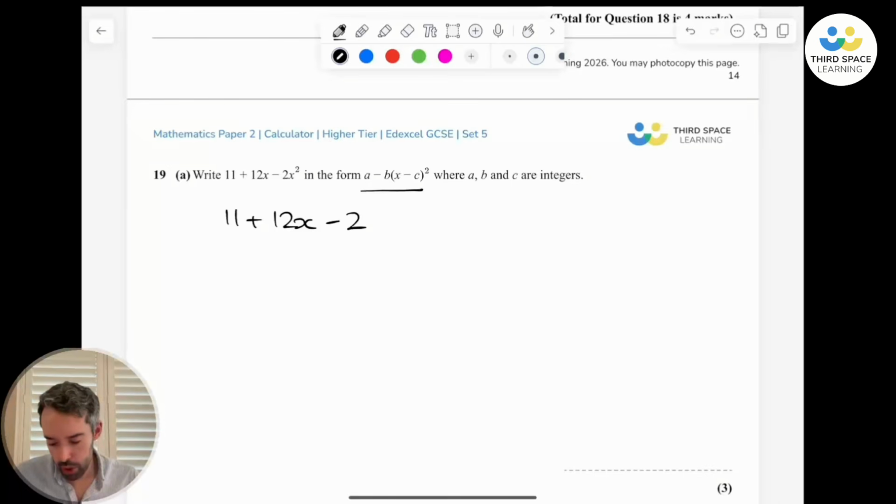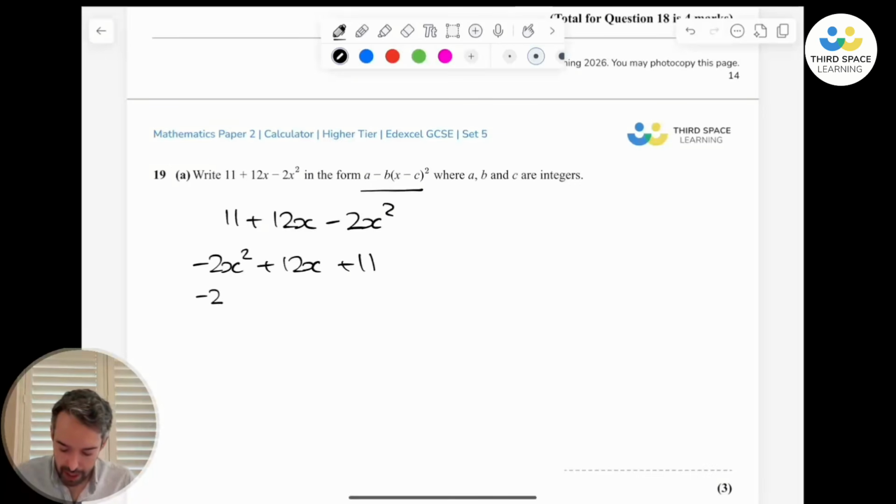This is our quadratic expression. I'm going to rewrite this in the form negative 2x squared plus 12x plus 11. It's exactly the same thing. I'm just putting them in order of powers: squared, power of 1, no power at all. Next job. We're going to take out a factor of negative 2 for this part here. So what we're left with is x squared minus 6x. So that bit is that bit in there. And the add 11 is still on the outside.